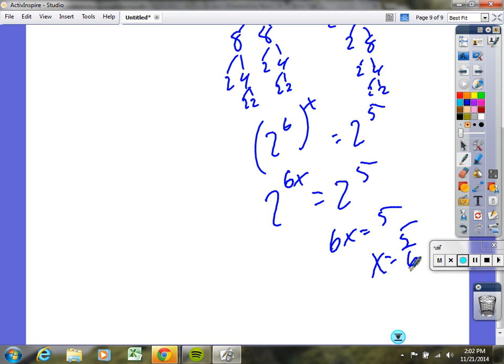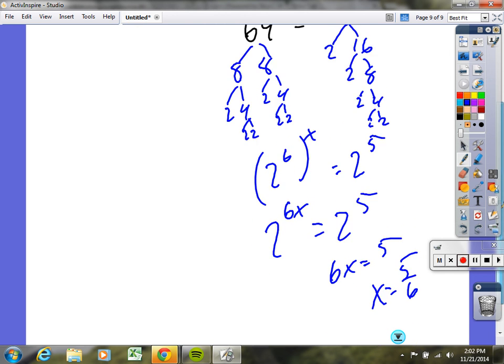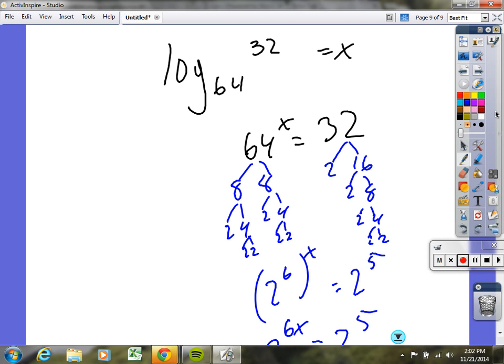Would it be 6 times 5, or would it be 6 to the 5th? So x is just 5/6. So coming back up here, that means that's what this answer would be. 64 raised to the 5/6 would be 32. Does that make sense? Okay.